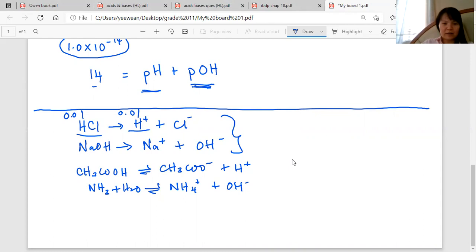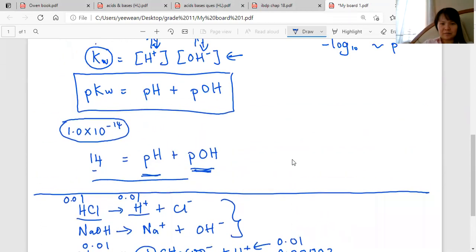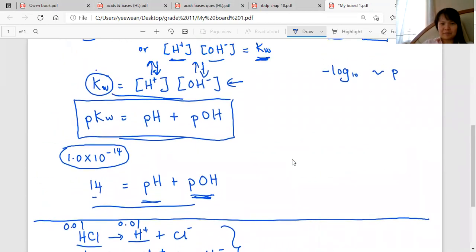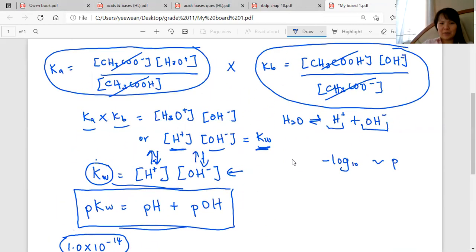But what about weak acids and bases? It's a reversible arrow, which means if I have 0.01 mole per dm cube of CH3COOH, I'm not going to get 0.01 mole of H plus. Instead, I might only get 0.00-something, who knows, or even less. So we don't know. How are we going to calculate the pH for a weak acid or base? Then we will need to use these systems. And that's when Ka and Kb come in.